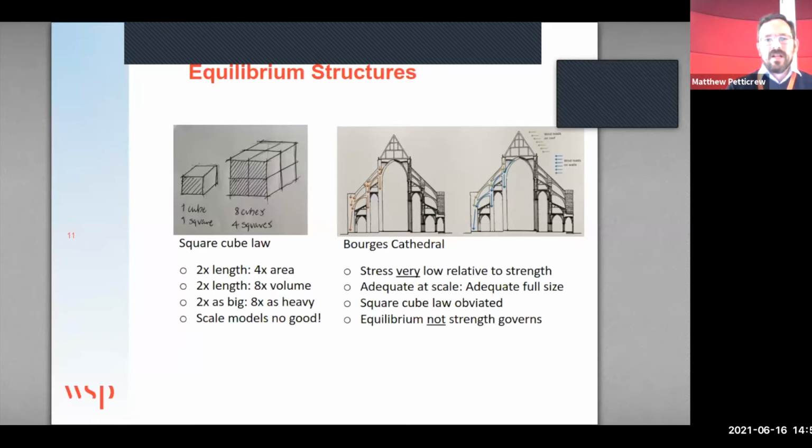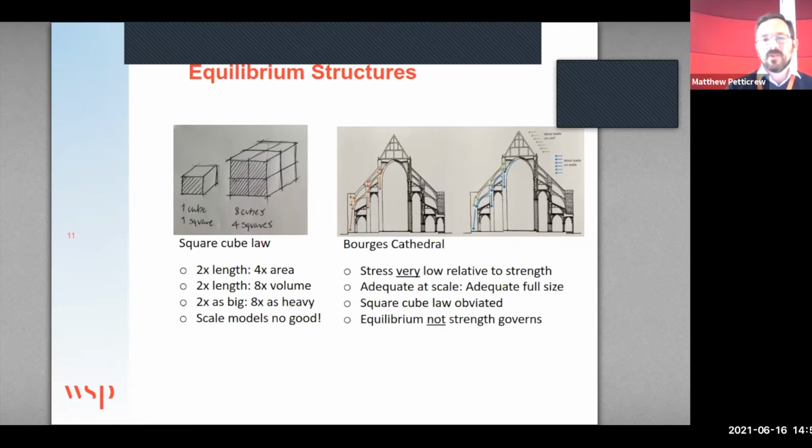If you see this cube on the left-hand side here, and it's got sides of one unit length, if I was to scale it up by doubling it, and those sides are now 2 units long, you can see that the face of the cube has increased to 4, and the volume of the cube has increased to 8. So just by doubling the size of the cube, I've increased the volume by 8, and therefore it must be 8 times as heavy. So there isn't a linear relationship between weight and size. And that's the main reason that scale models can't normally be used to design structures.